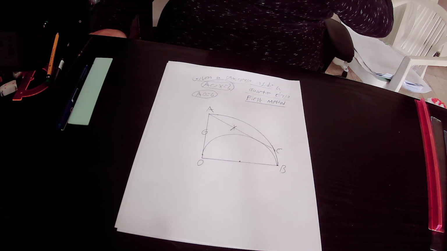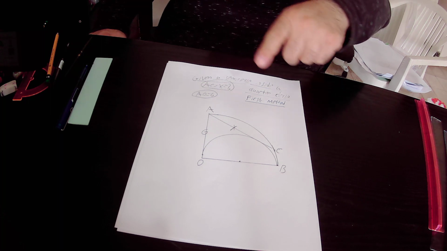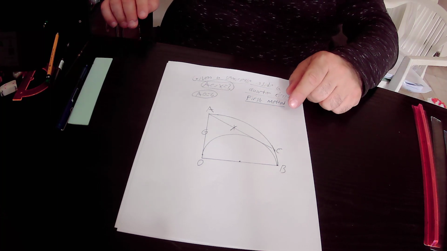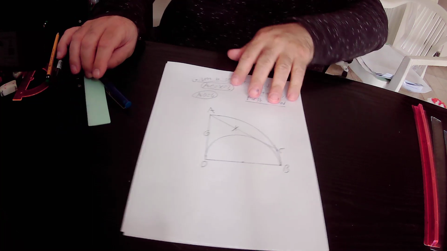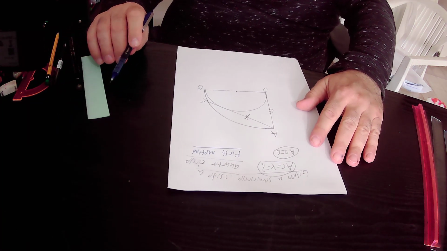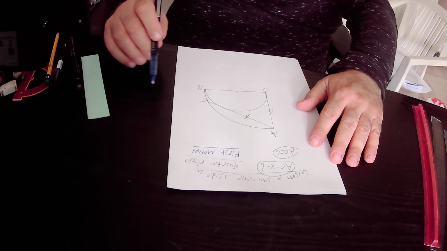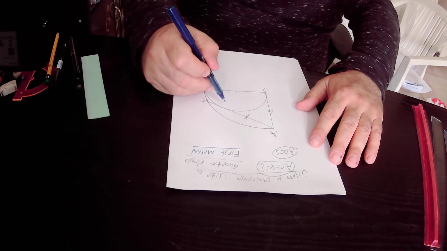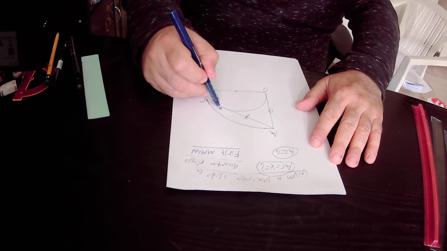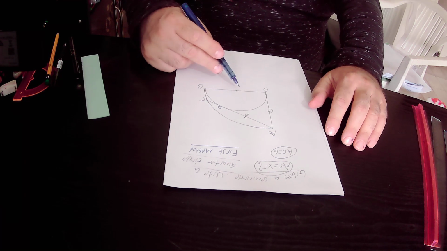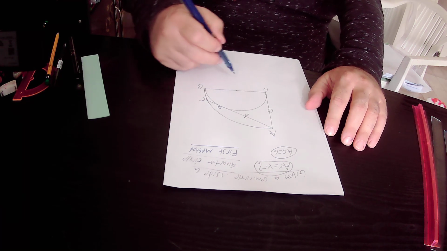So we start with the first method, and we will define the point of tangency of tangent AC with this semicircle as point D, and we will define the center of this semicircle as point P.